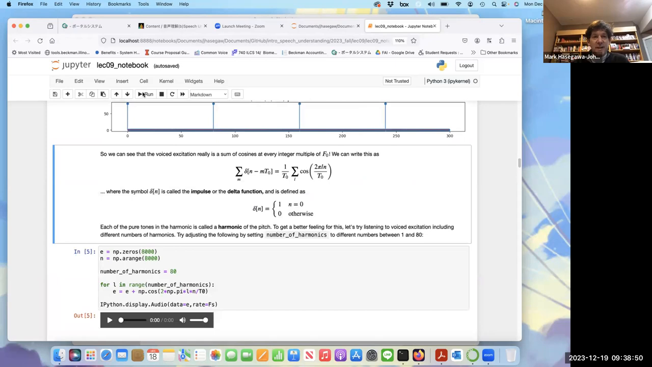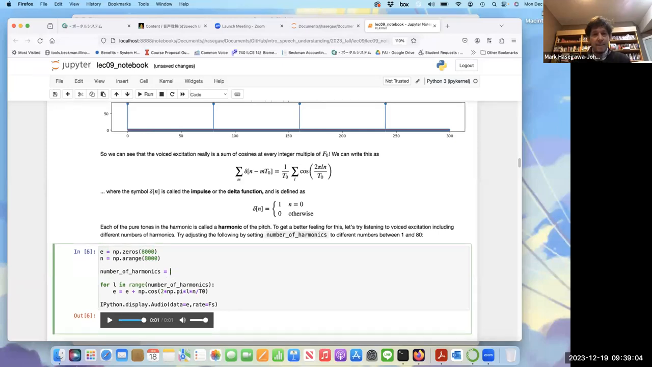And so if I were to take that signal and play that back again, L is in the range of the number of harmonics. And if I start out with 80, then I'll get back again that pure buzz. But suppose I just take one harmonic. Let's take just two harmonics and see what that sounds like. It's just boo. If I take three harmonics, it will be still low frequency, but a little more buzz-like. If I take four harmonics, it will be a little bit more closer to a buzz.